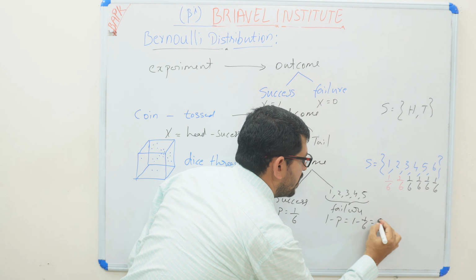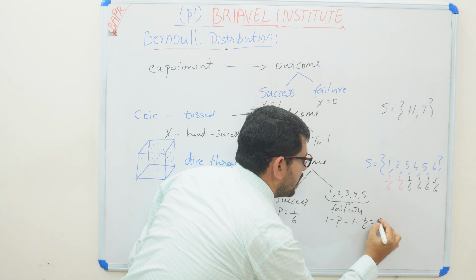So what is my distribution? I can write the probability of X equal to x, that I call the distribution. The distribution is equal to P raised to x and 1 minus P raised to 1 minus x. And what are the possibilities for x? x is equal to 0 and 1. If x is equal to 1, I call it a success.